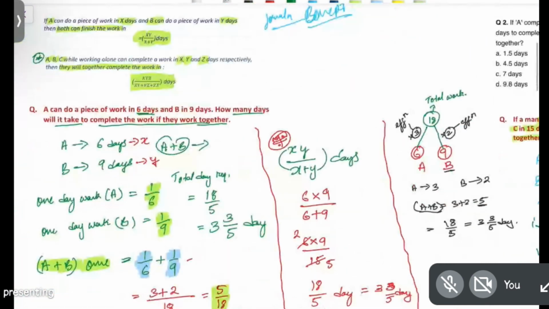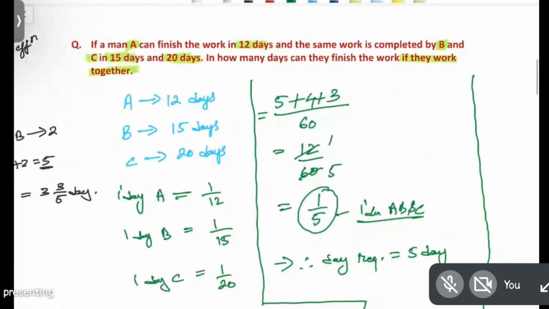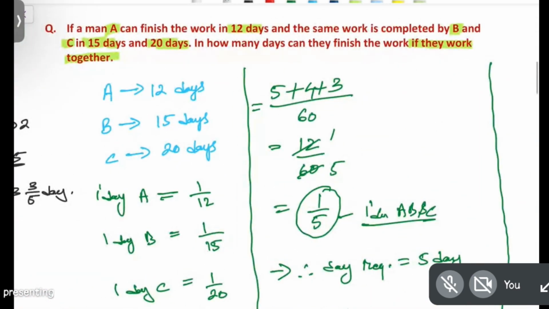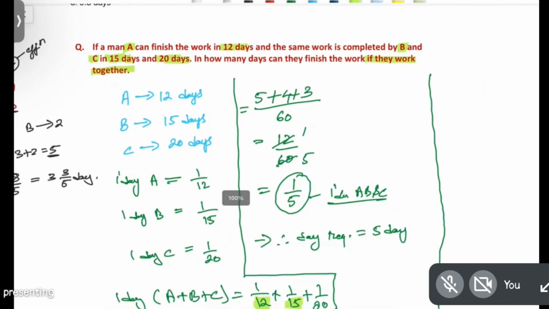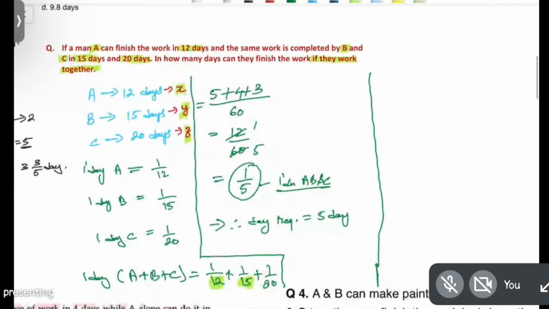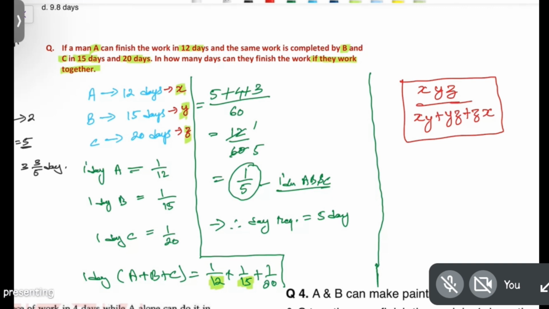But I'll tell you which one is x, which one is y, and which one is z. We have only 3 values, so you can name any of them as x, y, and z. You try this one after we are done with the class. If you are wondering what the formula is, the formula is xyz divided by xy plus yz plus zx. If you put in the values, you will get the answer.